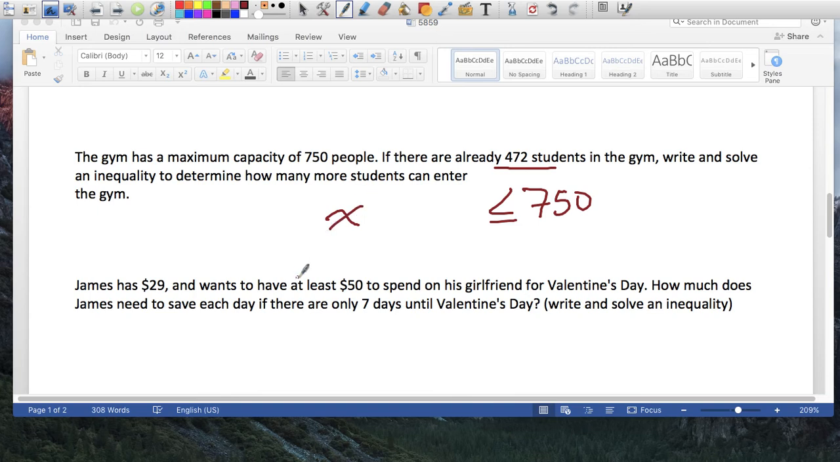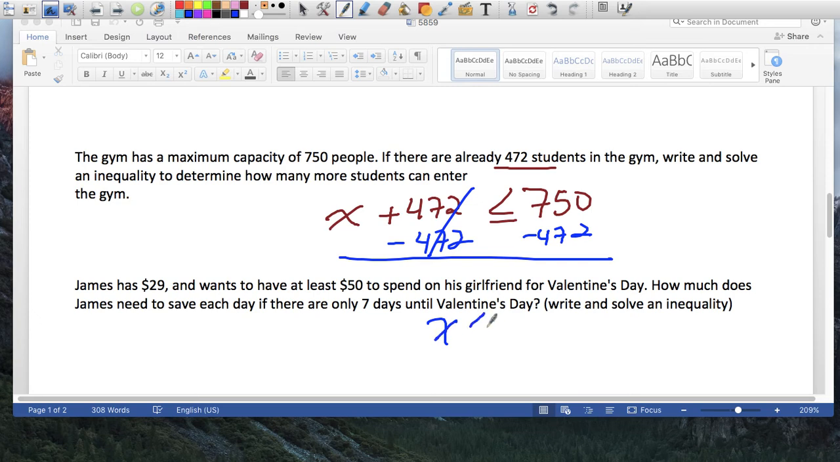Okay, so the number of students represented by x plus 472 has to be less or equal to 750. So this is a one-step equation. It's even easier, right? So minus 472, minus 472. This goes out, and x is less or equal to 750 minus 472 equals 278. So x, the number of students, has to be less than or equal to 278. Okay.